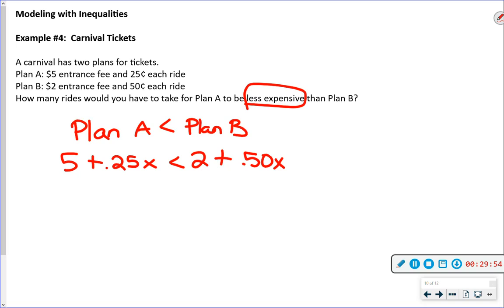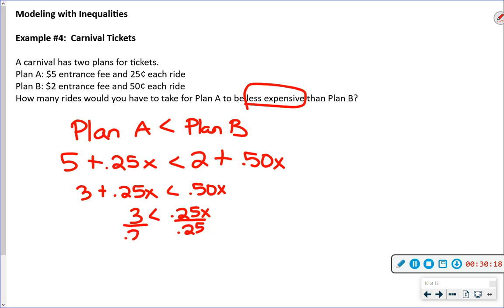So I'm going to get the x's on the same side, the numbers on the same side, all the good stuff. So I'm going to subtract 2 over. I'm going to subtract the 25 cents over. So I have 25 cents over here. And then I hear you guys typing in your calculator, divide off 25 cents. Or mental math, 25 cents is a quarter, 1/4. 3 divided by 1/4 is the same as 3 times 4. What's 3 times 4? 12.